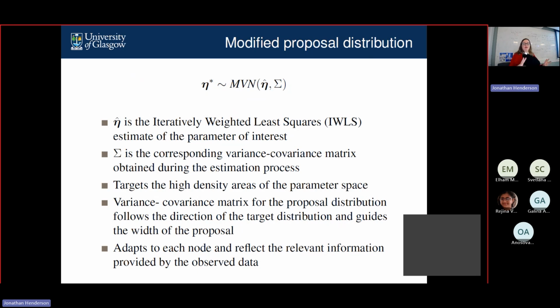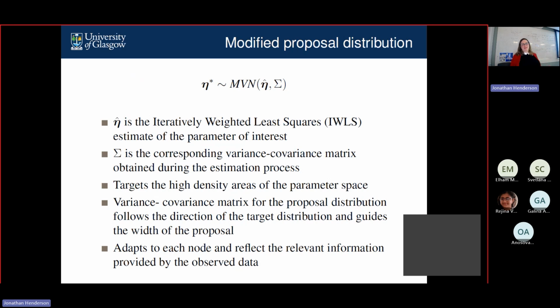So you get the best guess, as would be in the frequentist case, of where these parameters are. So that's going to be really nice in terms of centering your proposals. Your variance covariance is going to follow the direction of the target distribution. So you're again going to be varying in the right direction, basically. So this is cheating a little bit.